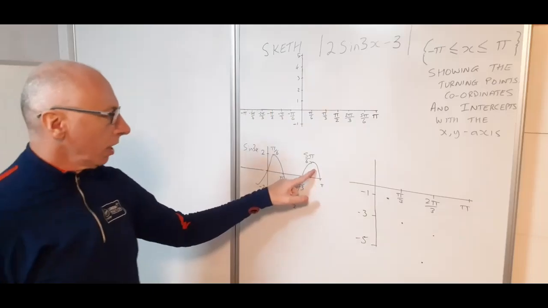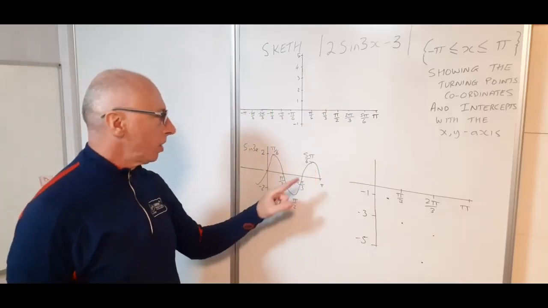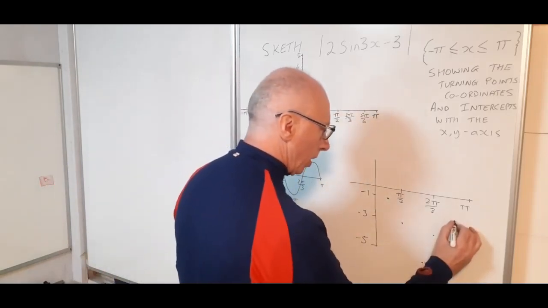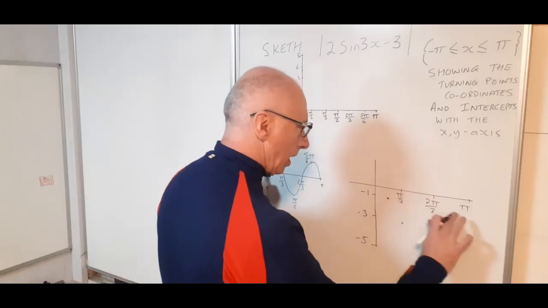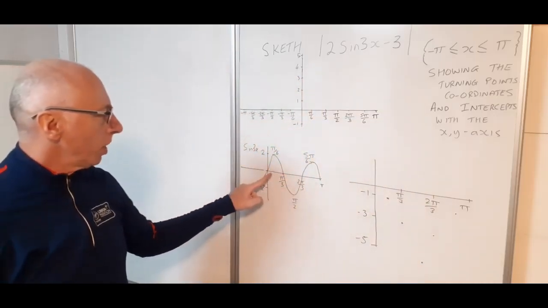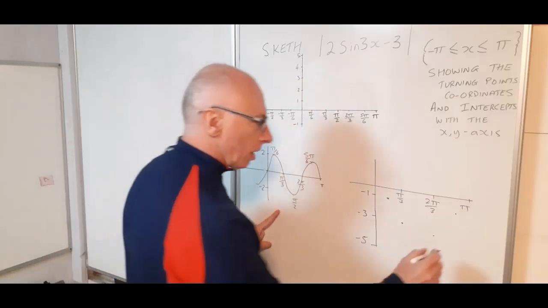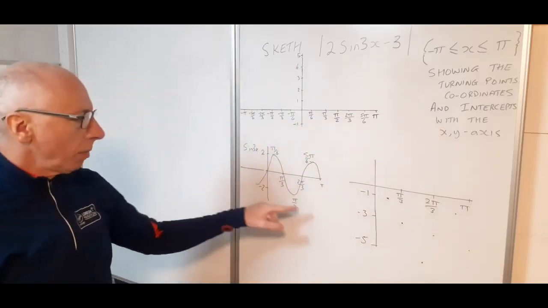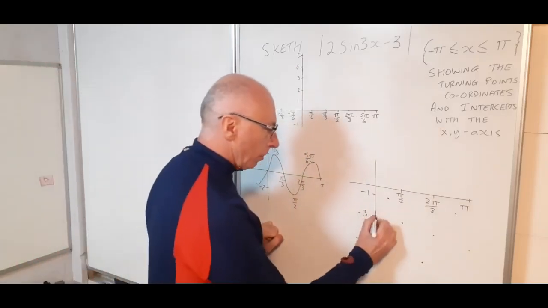5 pi over 6. So 5 pi over 6, that's going to be meeting at minus 1. So 5 pi over 6 will be somewhere here. So obviously level with the minus 1. And then pi here from 0 will come down to minus 3. So that will go there. So now what I want to do, this 0 will be at minus 3. So that's my starting point for my sketch.